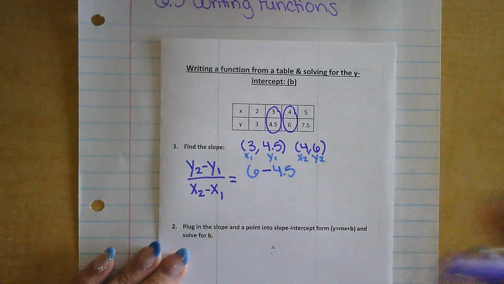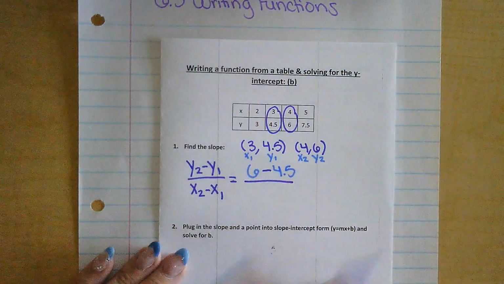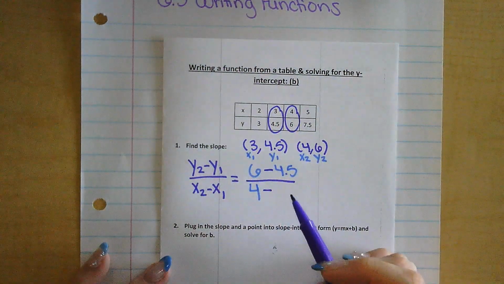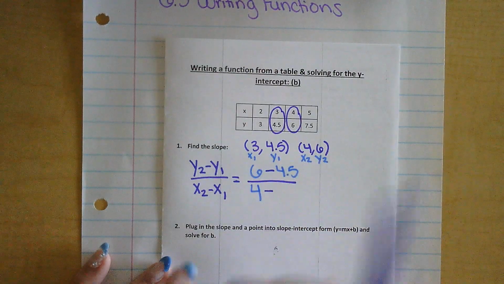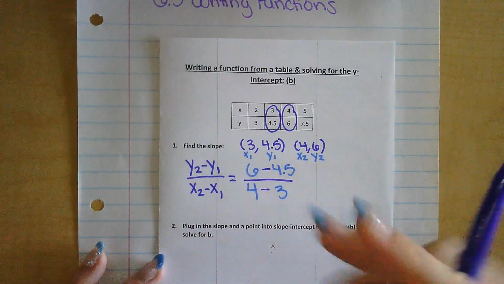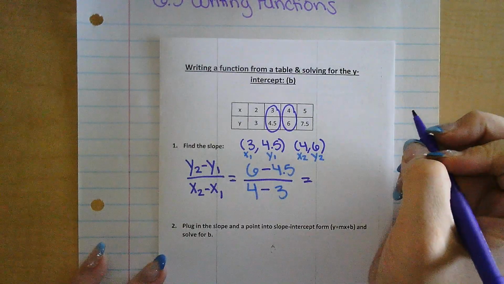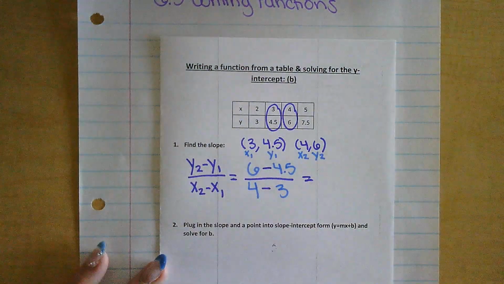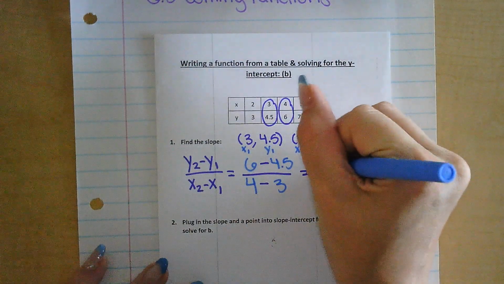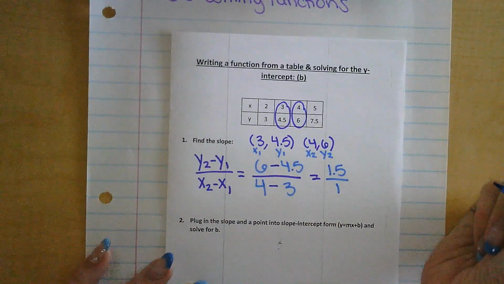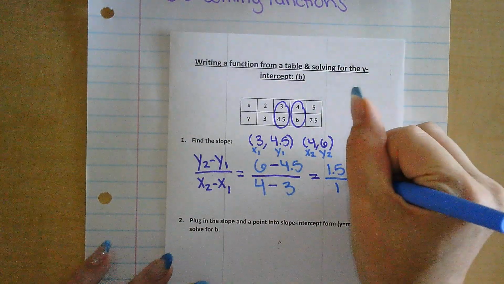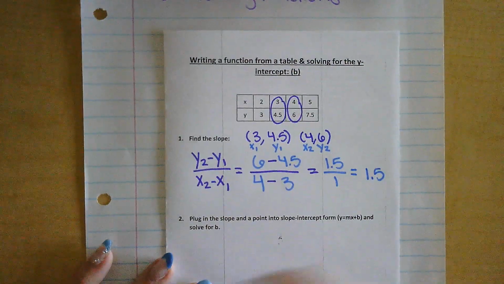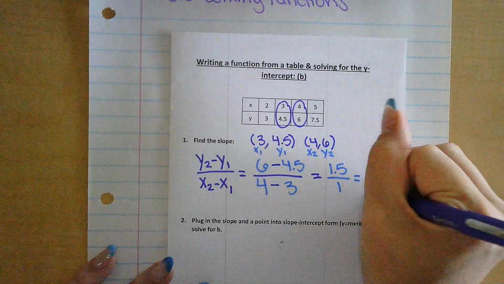over x2 is 4 and x1 is 3. And now I'm going to simplify. So 6 minus 4.5 is 1.5, and 4 minus 3 is 1. So this is 1.5 over 1, which just means that our slope is equal to 1.5. And we label the slope with the letter m.